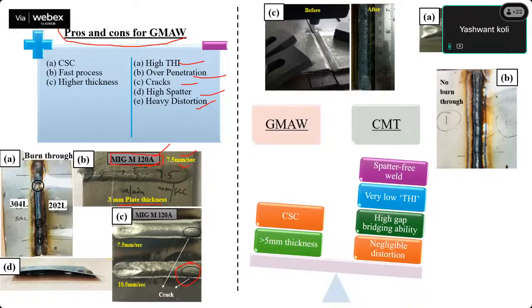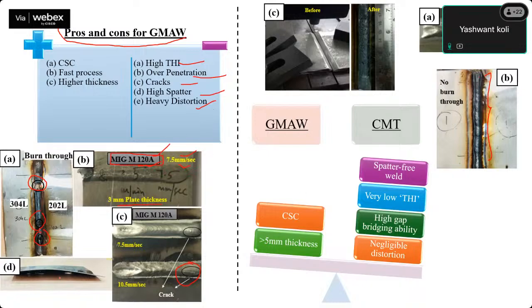So you can see the differences. And the third difference is burn through. You can see with GMAW there are 3 points where we experienced burn throughs while joining these thin sheets, and you can see with CMT no burn throughs are there.